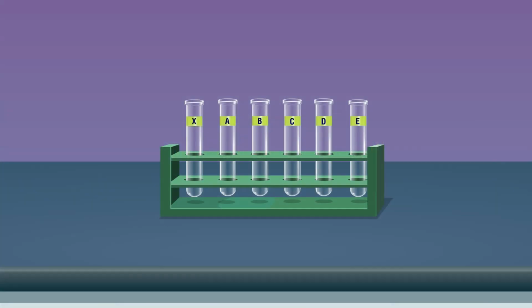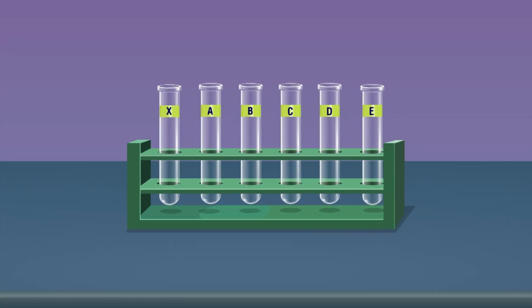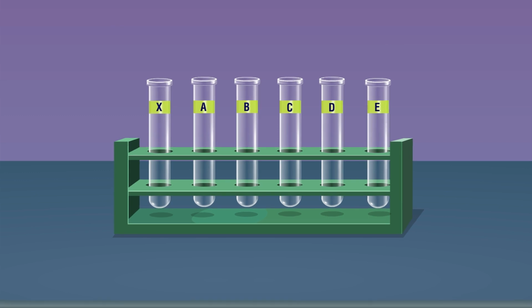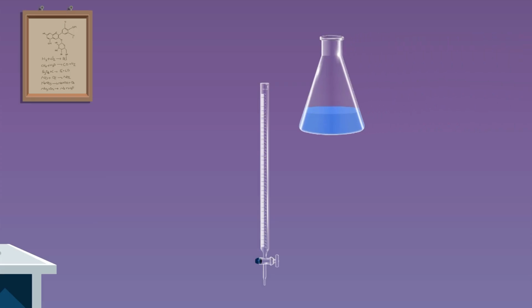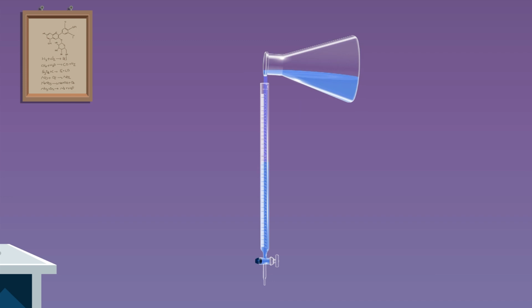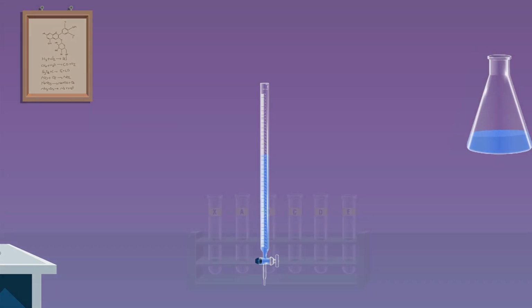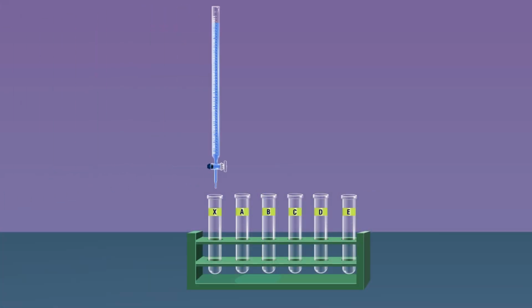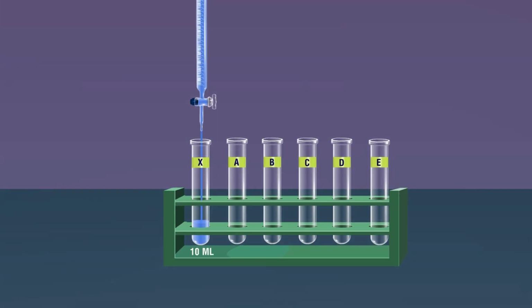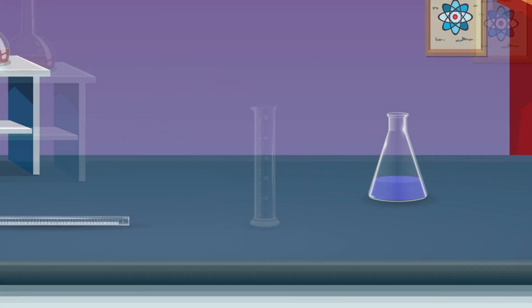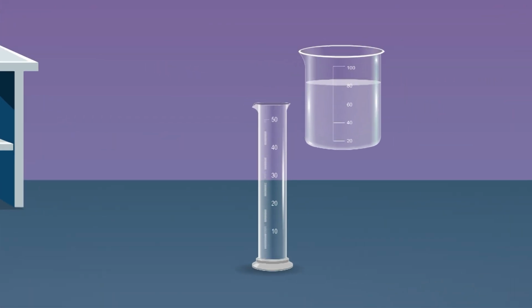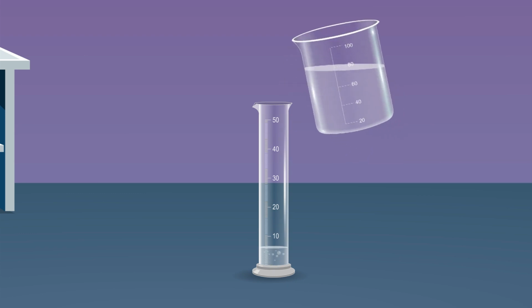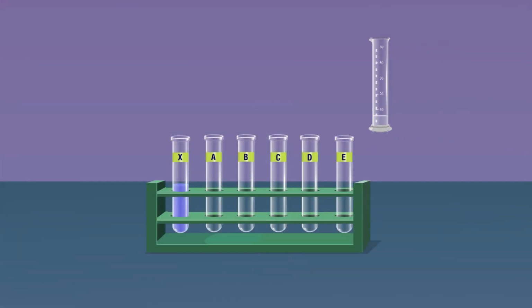Take 6 test tubes labeled as A, B, C, D, E and X. Take the cobalt chloride solution in a burette. Add 10 ml of cobalt chloride solution in the test tube X from the burette. Take 5 ml of distilled water using a measuring cylinder. Now add it into test tube X and a pink color solution can be observed.